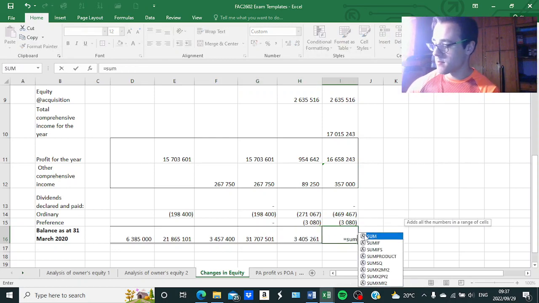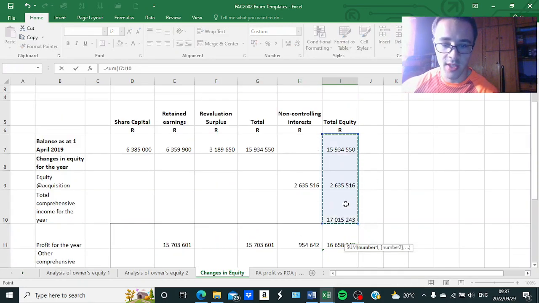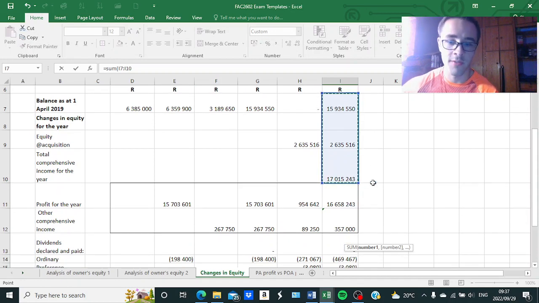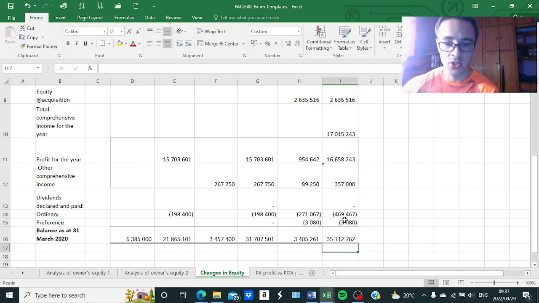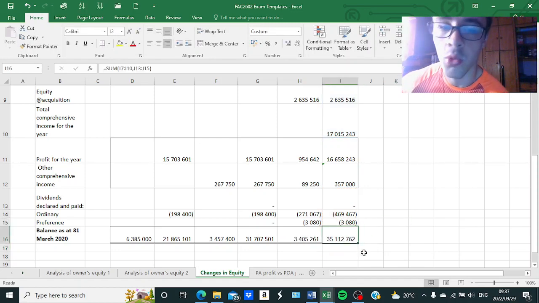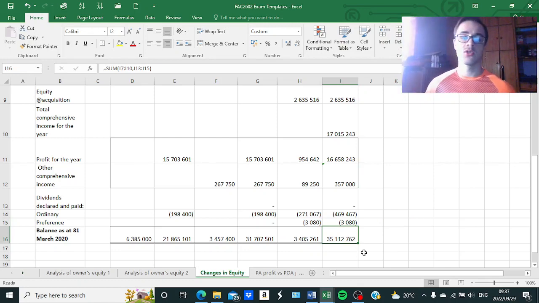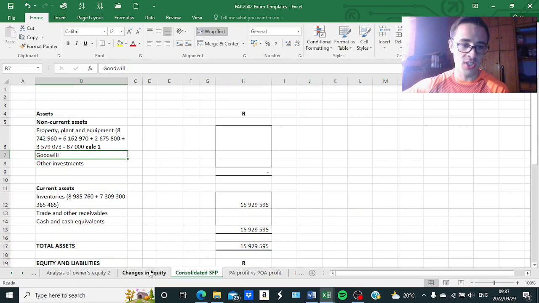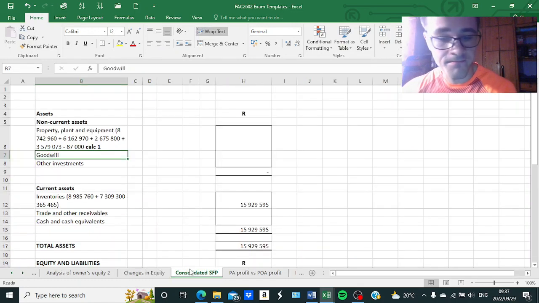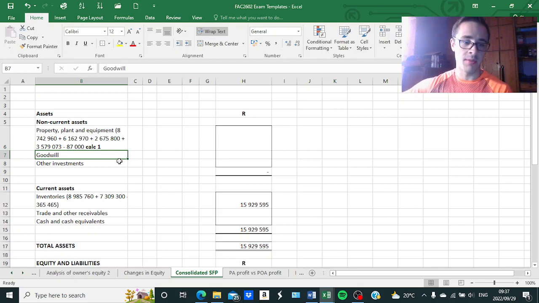This will be the sum of this section right here, because remember that the 17,015,243 was calculated by adding these two amounts together, so we cannot add it twice, and then we need to add this portion right here. So that should give you 35,112,762. So we are done with the consolidated statement of changes in equity, and now we can move to our consolidated statement of financial position, which is our final group financial statement that we need to draw up.